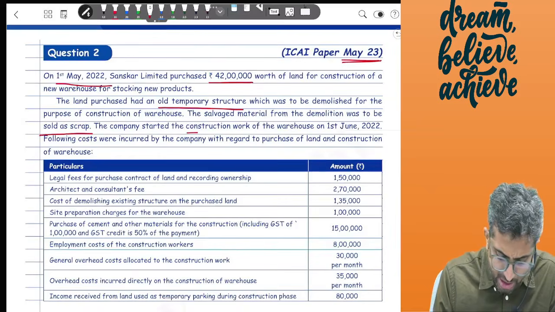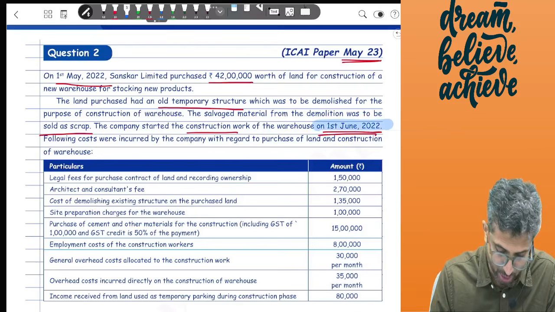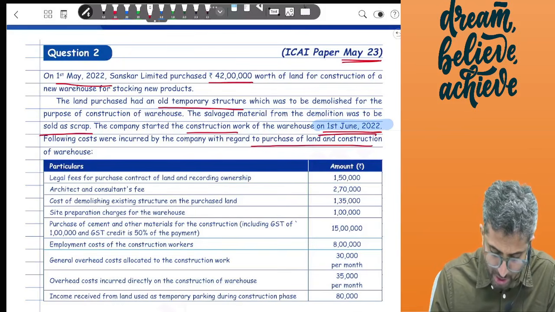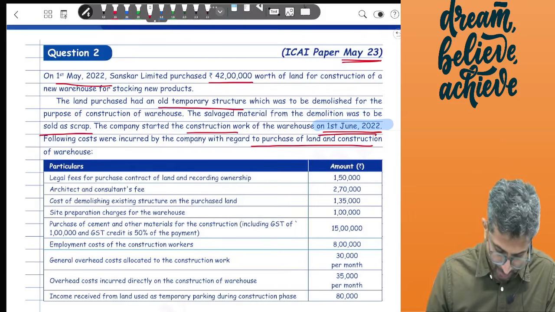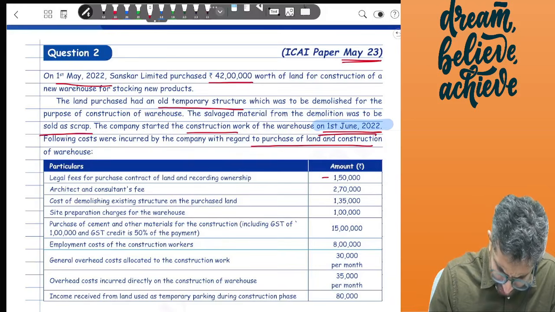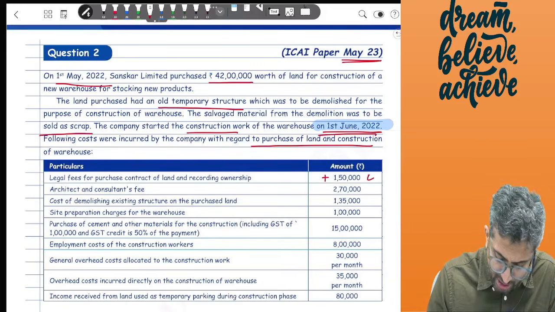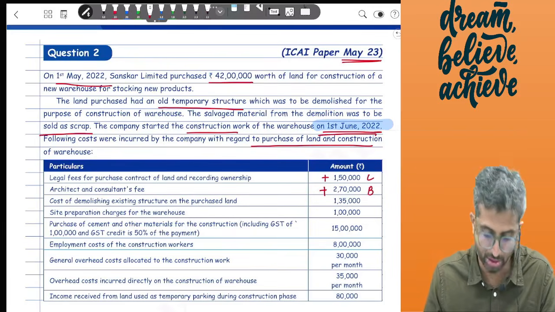The company started construction work on 1st June. Again, you have this thing that the construction is starting on 1st June. The following costs were incurred by the company with regard to purchase of land and construction of warehouse. Legal fees for purchase contract of land and recording ownership. This 1,50,000 will be added along with land. Architects and consultants fees, which is usually attributable to building because this is linked to construction.